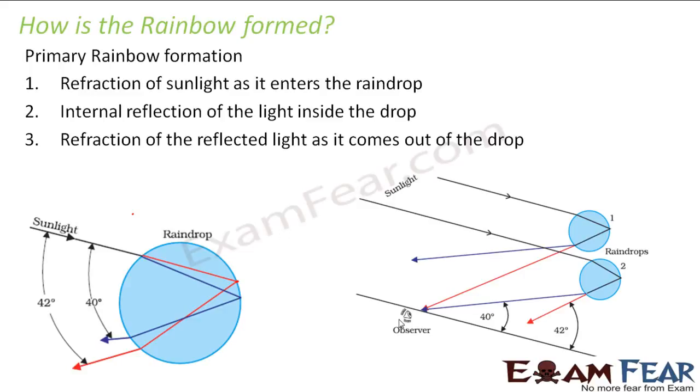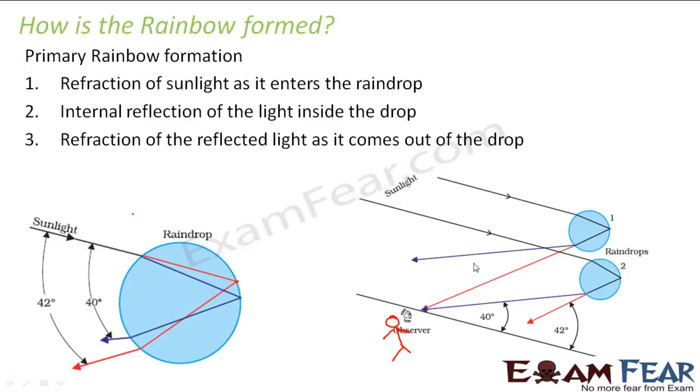Let us suppose you are the observer, standing somewhere here. So what do you see? You see the light rays which are coming out of the raindrop, right? For example, when I was talking about refraction through a glass slab, I told you that the observer always sees the emergent ray. That is, the observer always sees the ray which is coming out of the medium. So what is the emergent ray in these cases? These rays which are coming out of the medium are the ones which we see.